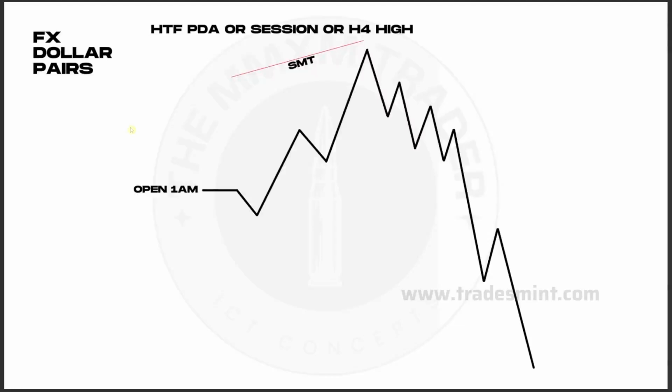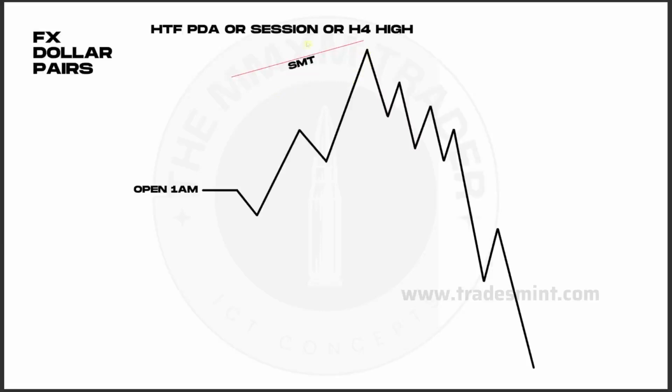So let's talk a little bit about FX dollar pairs right now. The only difference right now is the 4-hour candle's timing, right? So now we're going to be talking about the 1 a.m. candle, and this is London session's 4-hour candle, right? So we want to see London session's 4-hour candle trade up into either a higher time frame PD array or a previous session high or a previous 4-hour candle high, and this previous session high could be Asia range, for example.